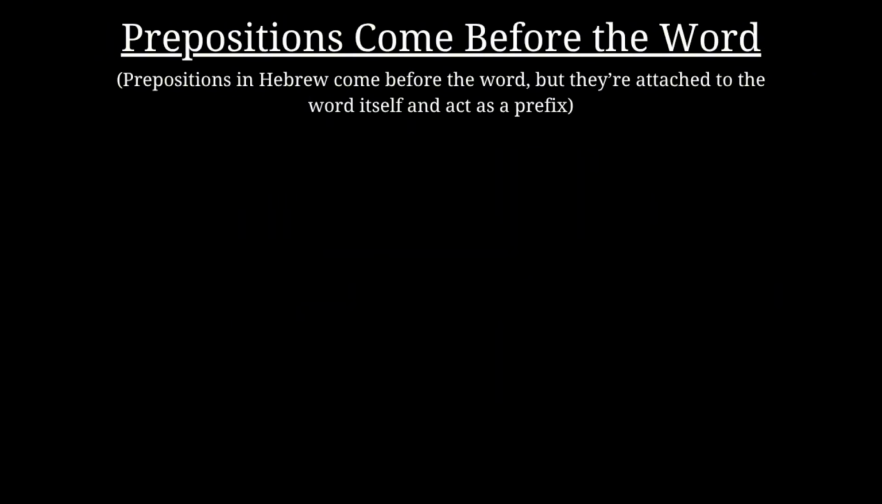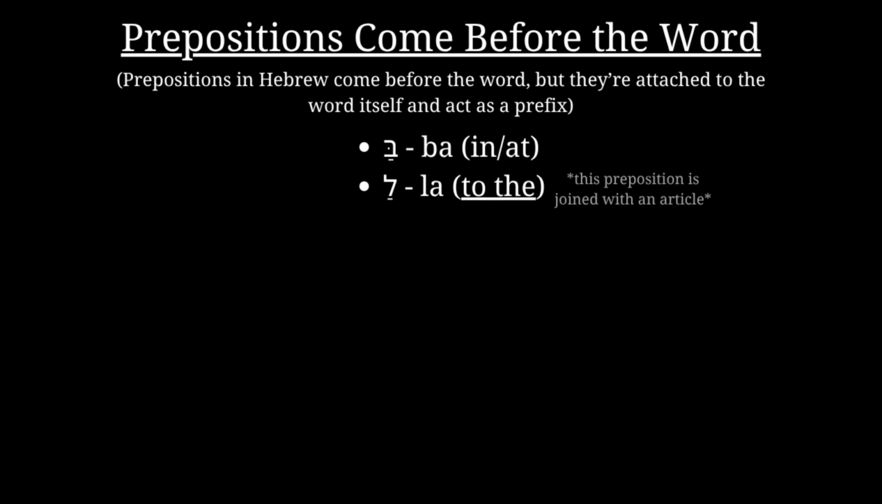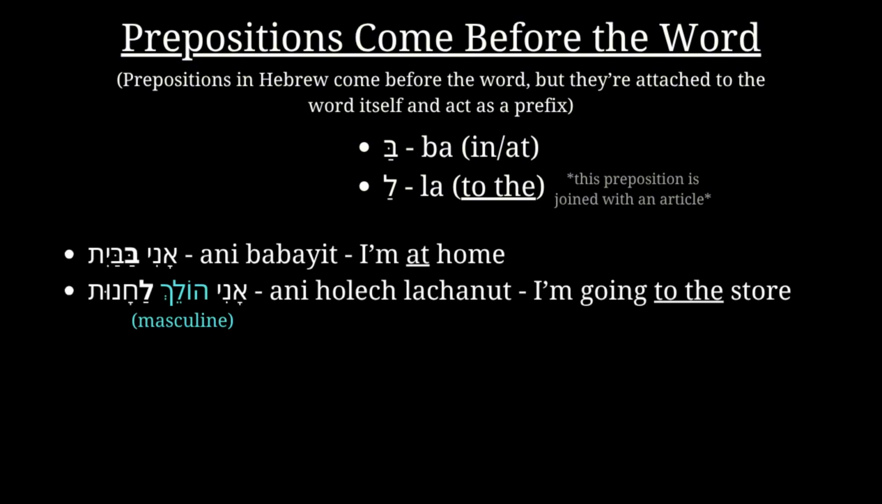Continuously, prepositions in Hebrew come before the word, just like in English, but they're attached to the word itself and act as a prefix. Some prepositions are ba, in or at, and la, to the, joined with the article itself. And to put them in context, we can say אני בבית. I'm at home. And אני הולך לחנות. I'm going to the store. Masculine. In summary, prepositions in Hebrew are written as part of the word, and they're not separate.